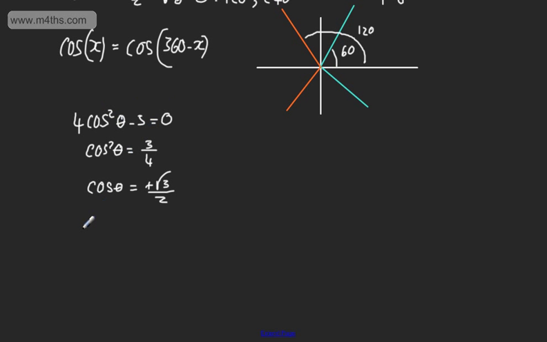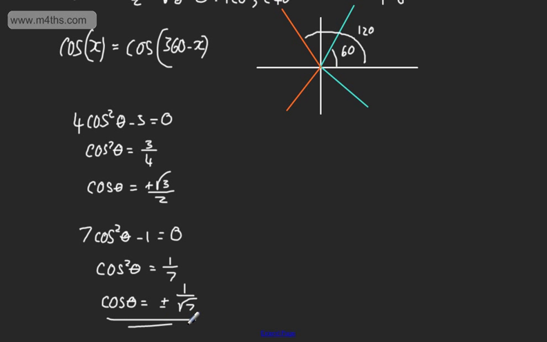But if we didn't have something as nice, let's say we had 7 cos squared theta minus 1 is going to be equal to 0. We could say now that cos squared theta is going to be equal to 1 over 7, and taking the square root, cos theta will be equal to plus or minus 1 over root 7. And then we would look to do that. So we'd find our principal value now for theta and consider subsequent solutions.